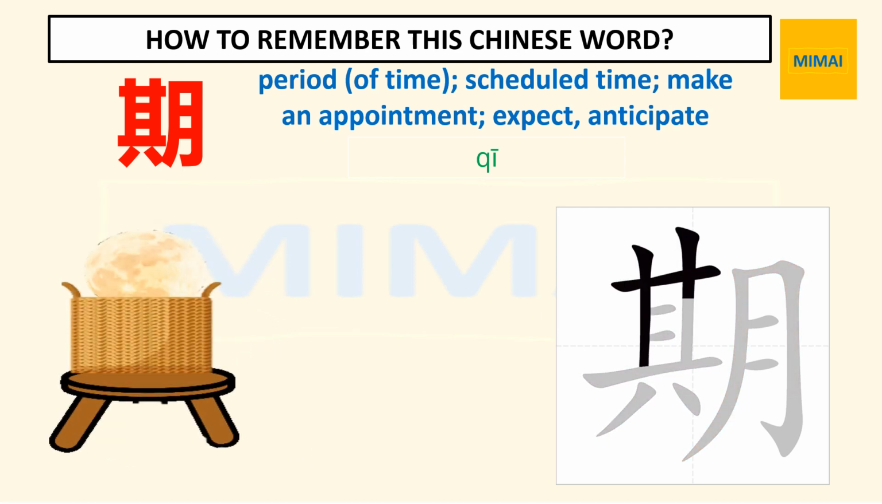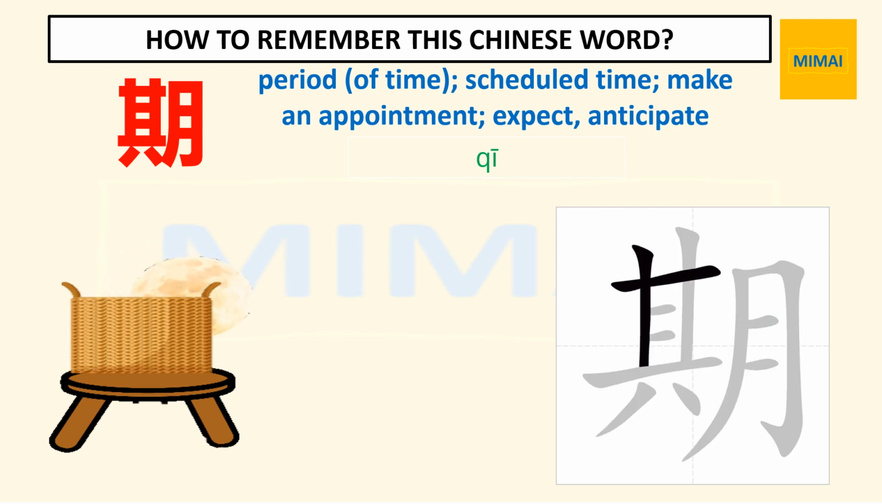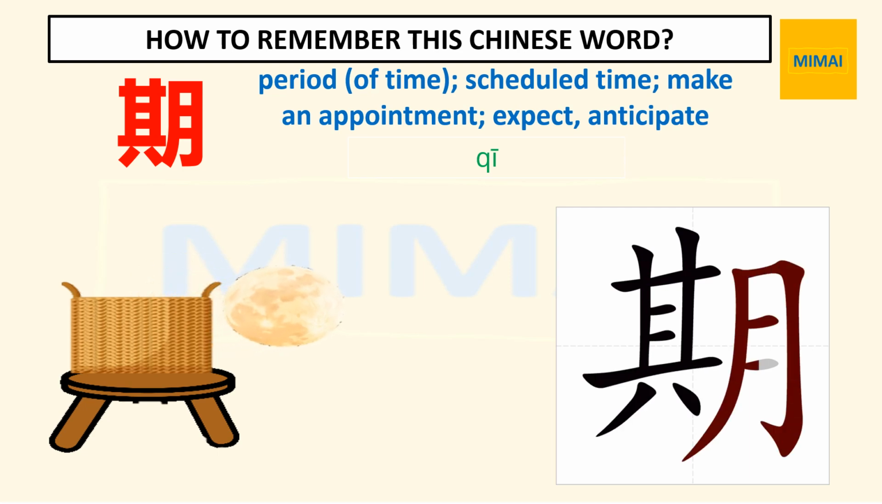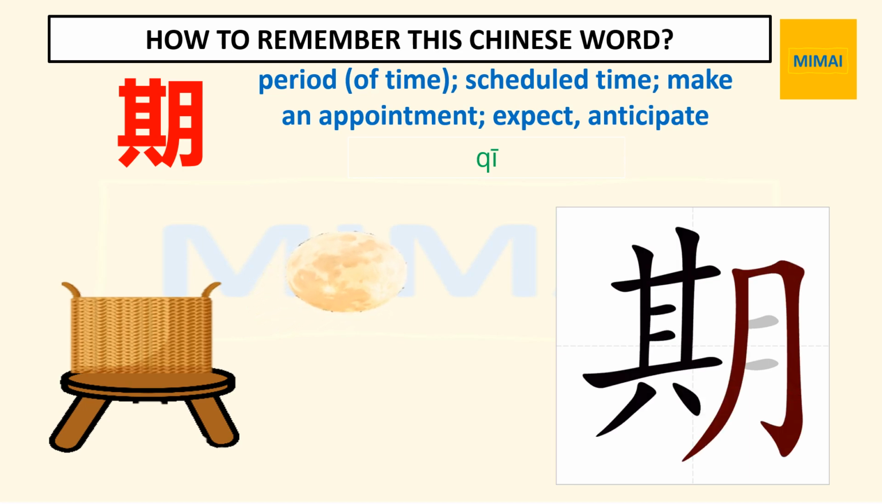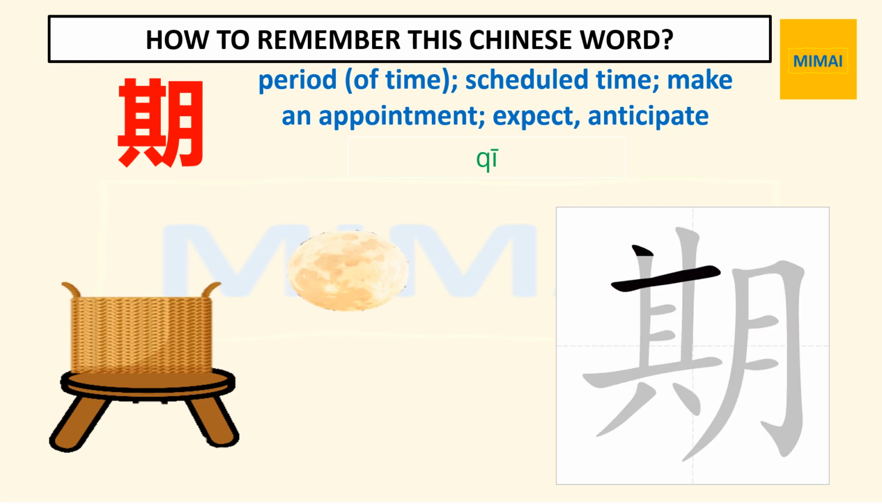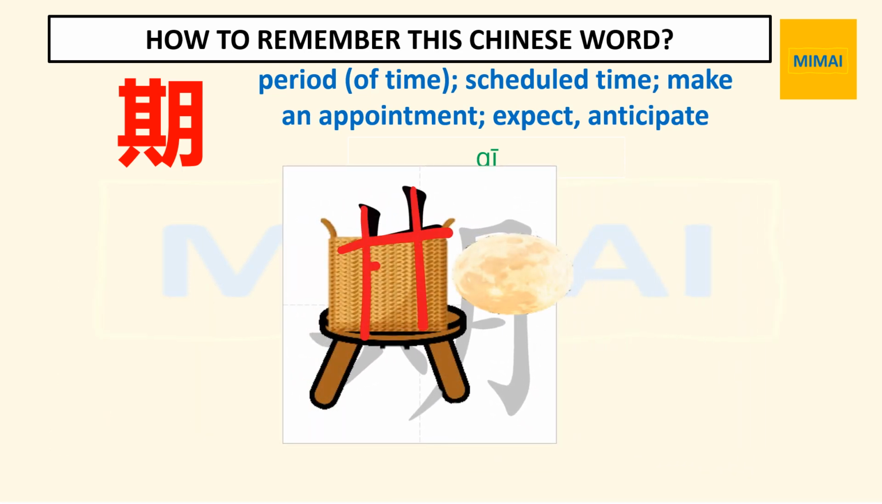Later, however, the moon fell out of this basket. This word refers to the time, moon, that is being contained in a certain container. Therefore, time is being limited and measured. This word is drawn as follow. On the left is the shape of a bamboo basket placed on a stool. On the right is the symbol of the moon.